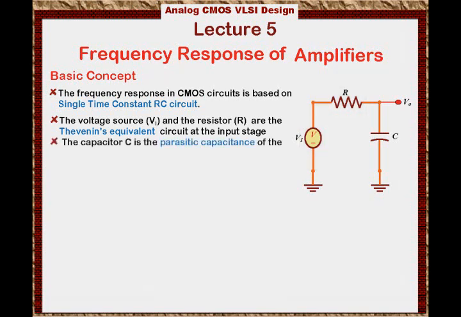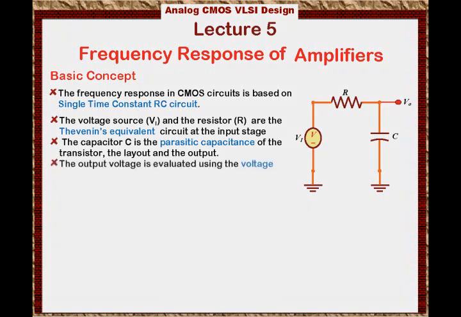Also, the capacitor C is basically the parasitic capacitance of the transistor, the layout, and so on. So basically what we're saying is this capacitance can be created by the equivalent capacitance of the transistor at the input, or the equivalent capacitance of the output of the previous stage, or the interconnect, which means the wires that connect the previous stage to this stage.